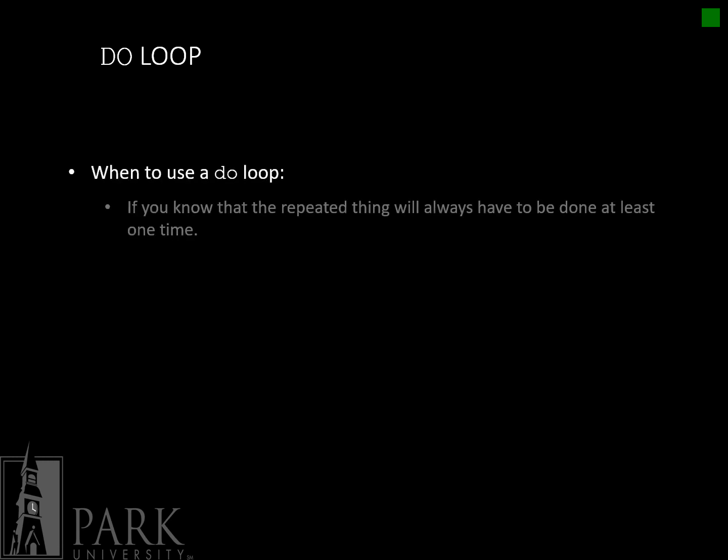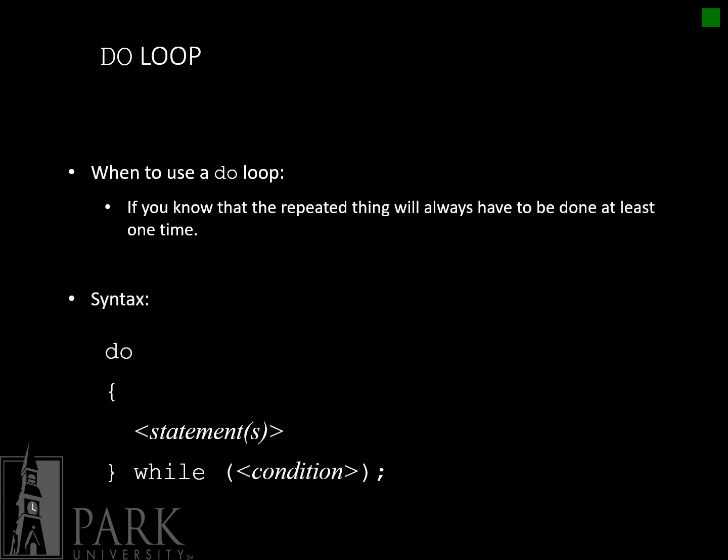Now, do loops are virtually identical to while loops with one caveat. The condition check is performed at the end of the loop rather than at the beginning. And this means that you're guaranteed to go through the loop code at least one time. And the syntax looks similar with one notable exception. See if you can spot the difference other than the obvious fact that the condition is at the end and it starts with the word do.